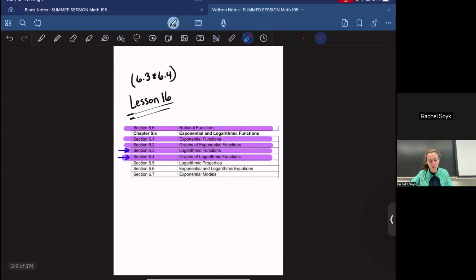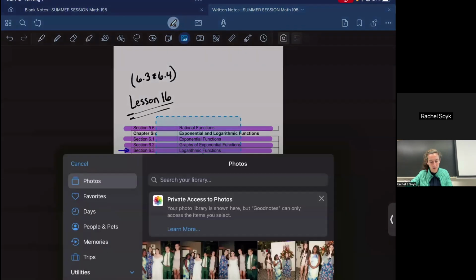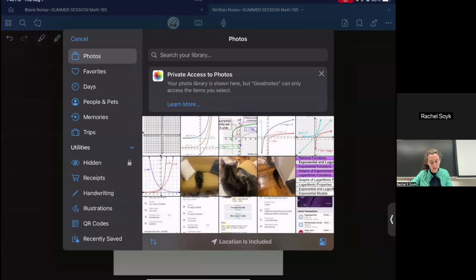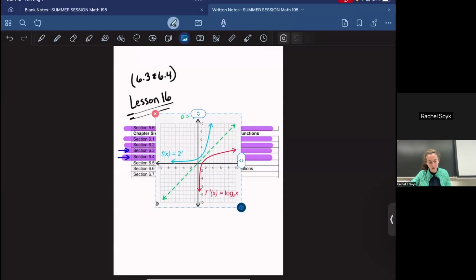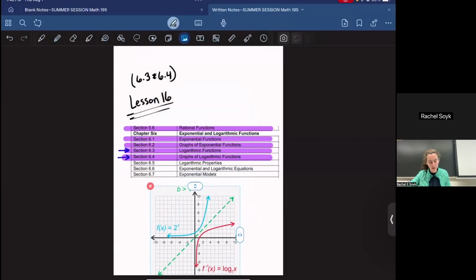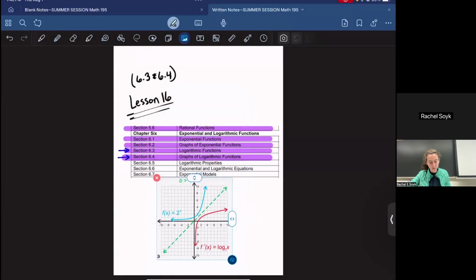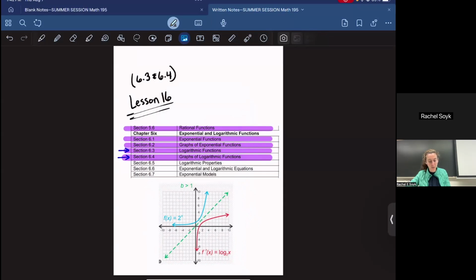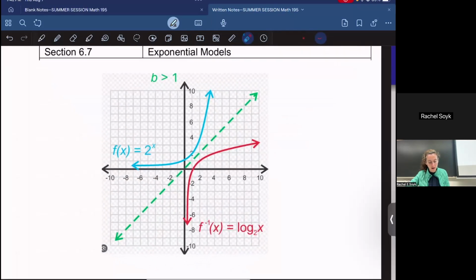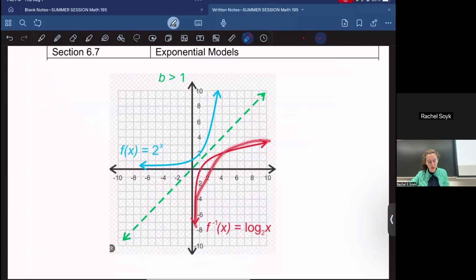Maybe I'll give you a foreshadowing. I screenshotted some cool exponential and log functions before. Can insert in the other ones later, but we already learned about the blue. Now we're going to be learning about the red.